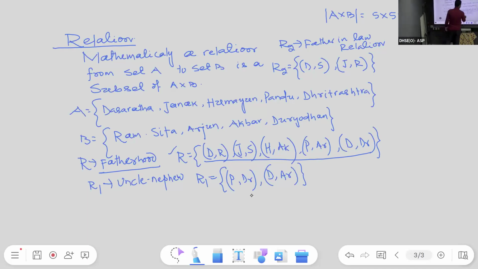Now we can say that R is a subset of A cross B. Similarly, the relation R1 contains 2 ordered pairs and these 2 ordered pairs belong to A cross B. R1 is a subset of A cross B. R2 contains 2 ordered pairs. These 2 ordered pairs belong to set A cross B. So R2 is a subset of A cross B. Now the question is, you define any relation from set A to set B. It will contain some ordered pairs whose first component belongs to set A and second component belongs to set B. Eventually, it will be a subset of A cross B. So mathematically, if we define any relation from set A to set B, it is a subset of A cross B.